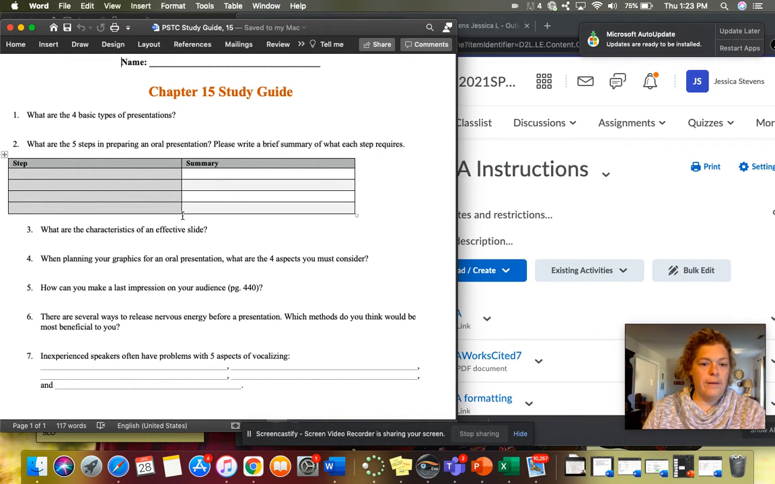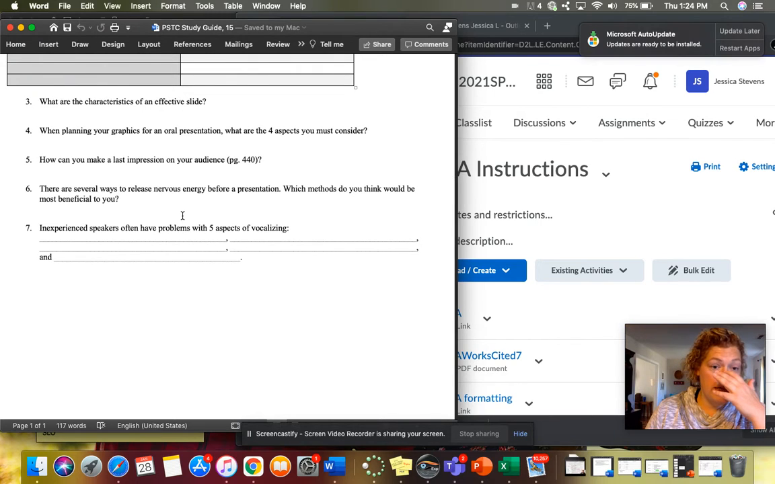So moving forward a bit, just again, kind of talking through chapter 15, there are several ways you can make a lasting impression on your audience, and that's something that we're going to talk about on Tuesday. On Tuesday, we're going to watch a couple of different TED Talks, some of my very favorite TED Talks, very dynamic, very interesting speakers. And we're going to talk about how and why they make an impression on us. Okay, so there's some things we're going to come back to on Tuesday.